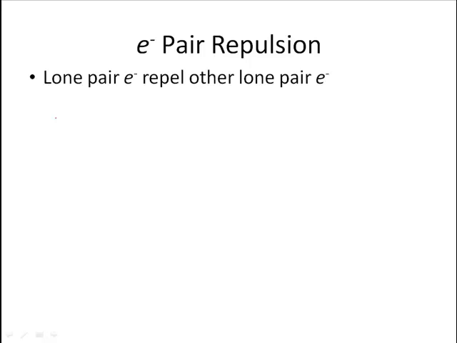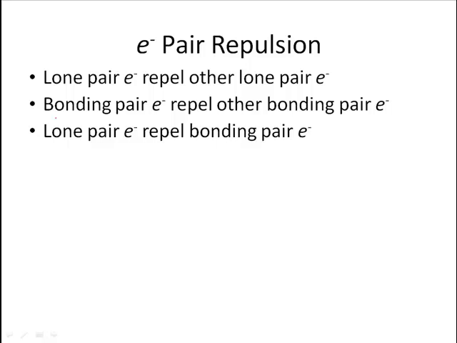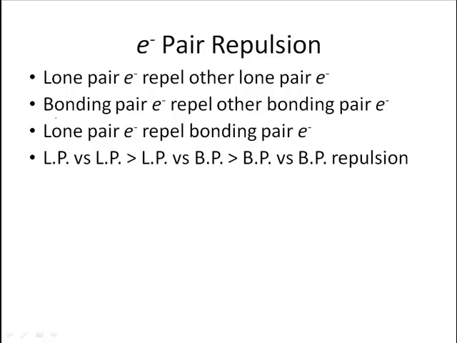Now, electron pairs. Lone pair electrons repel other lone pair electrons. So they repel one another. They want to, again, be as far apart as possible. Bonded pair electrons repel other bonded pairs. They want to be as far apart as possible. These do not quite have the strength that these do. Okay, so it's a very small difference. It sometimes changes the angle a small amount. Lone pair electrons repel bonded pair electrons. And lone pair versus lone pair repulsion is greater than bonded pair versus bonded pair repulsion. Does that make sense? Lone pairs have greater repulsion in general, so when they're repelling each other, there's more repulsion.